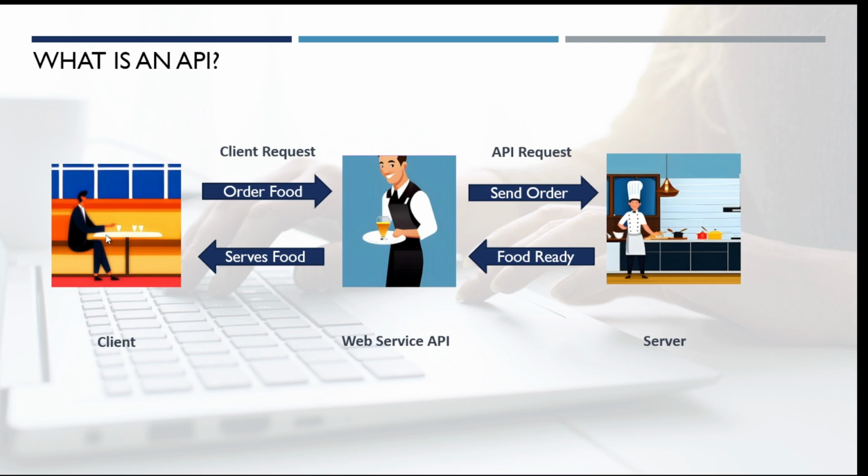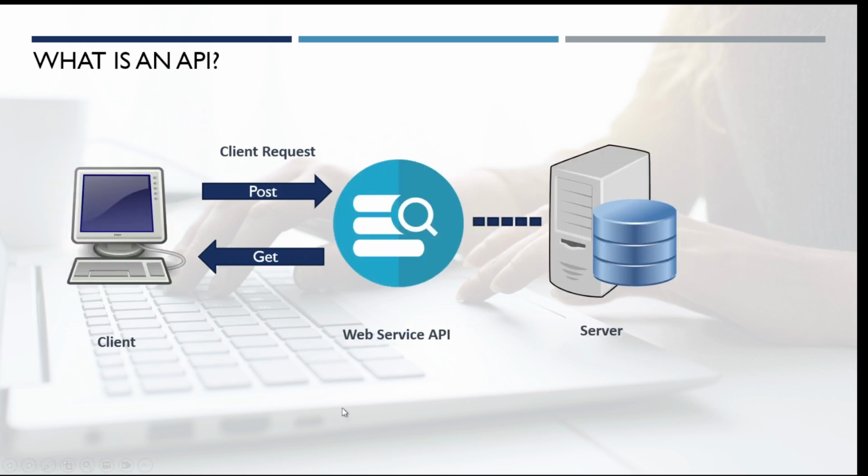So in this scenario, we have the client, we have the waiter, who represents the web service API, and we have the chef, who represents the server. If we see it from another perspective, this will be the client. The client will be a person running a web app on their computer, a smartphone, or any device.